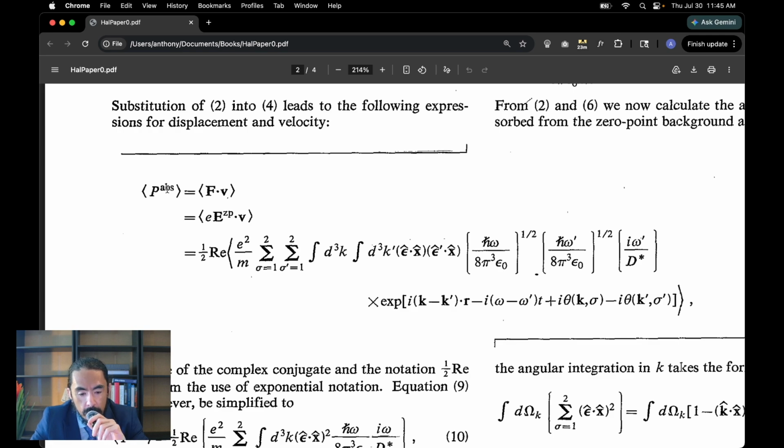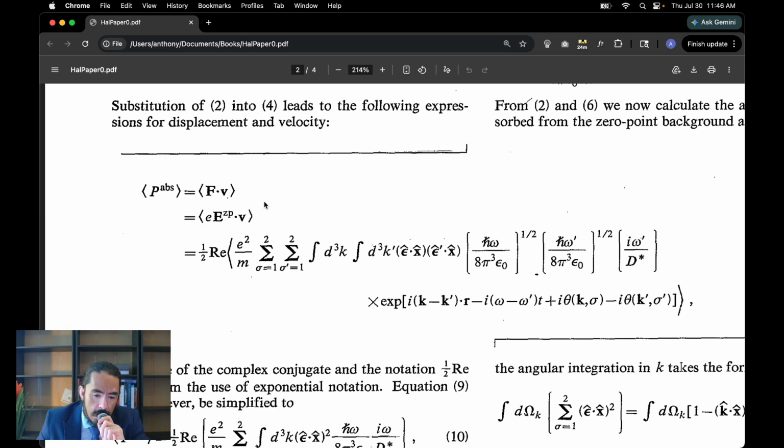So we have capital P with a superscript ABS. This denotes absorbed power. Power is of course defined as the dot product between the force and the velocity vector. Enclosing it in angled brackets, we're going to be taking the expectation value. This is because, of course, we have the stochastic phase terms in the formulations for the electric and magnetic fields given in equations 2 and 3. These were the theta in terms of K and sigma terms.